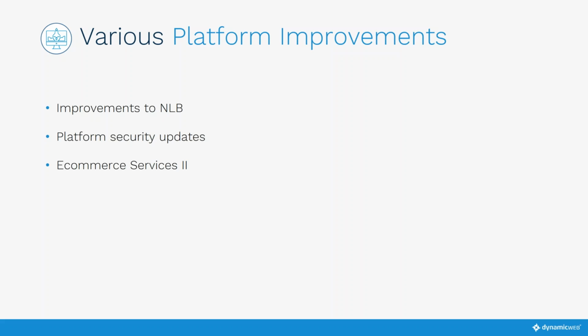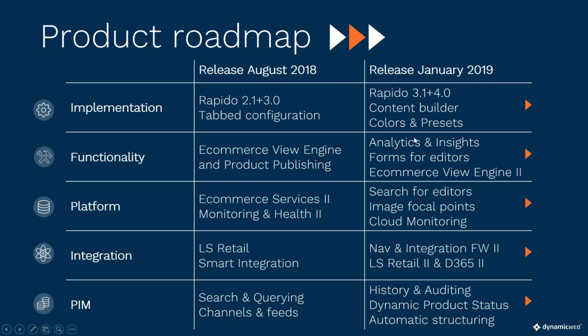You might see some errors when you're trying to log into the administration. That's basically just security updates. And of course, the underlying security and scanning of the Dynamicweb frontend has also been updated quite a bit. And yeah, the e-commerce services in version 2.